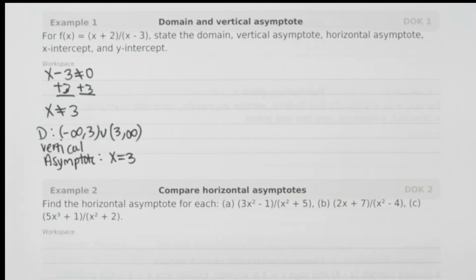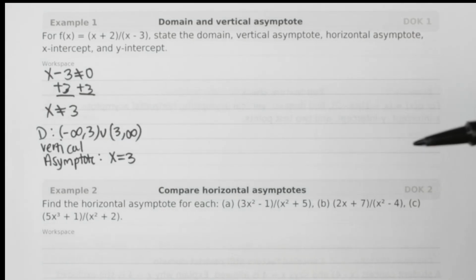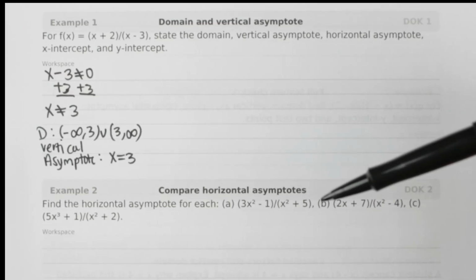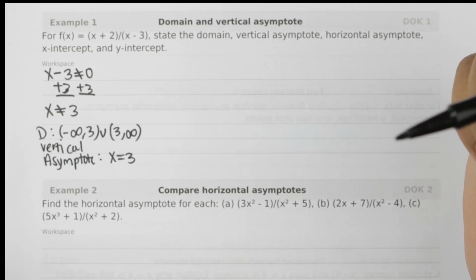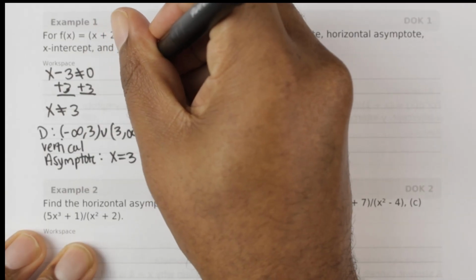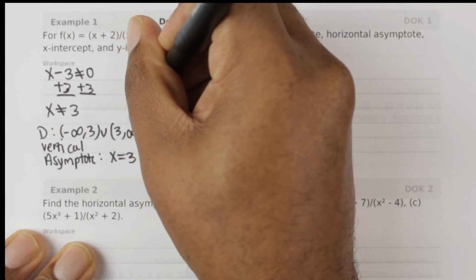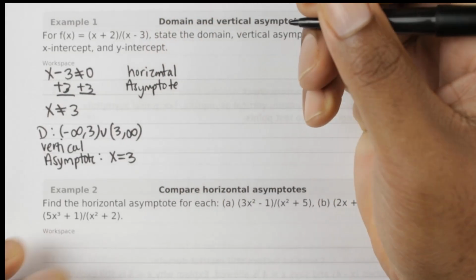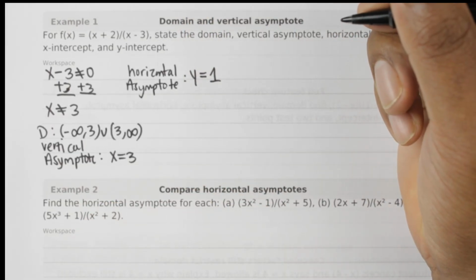Now, let's find the horizontal asymptote. The numerator and the denominator both have a degree of 1. So when the degrees are equal, the horizontal asymptote is the ratio of the leading coefficients. So the top coefficient is 1. The leading bottom coefficient is also 1. So the horizontal asymptote is y equals 1.